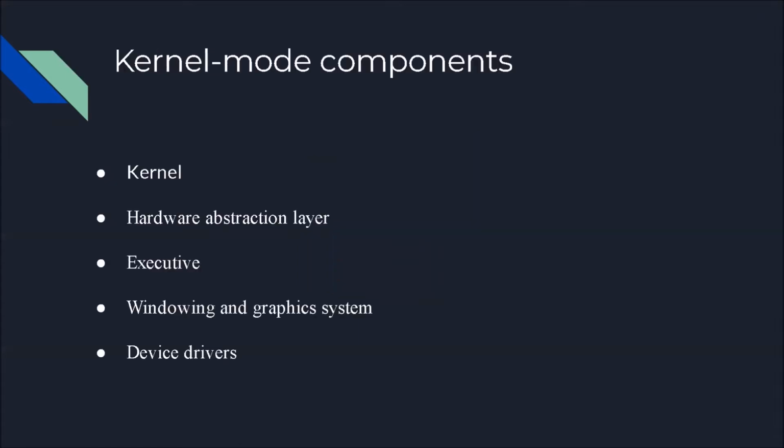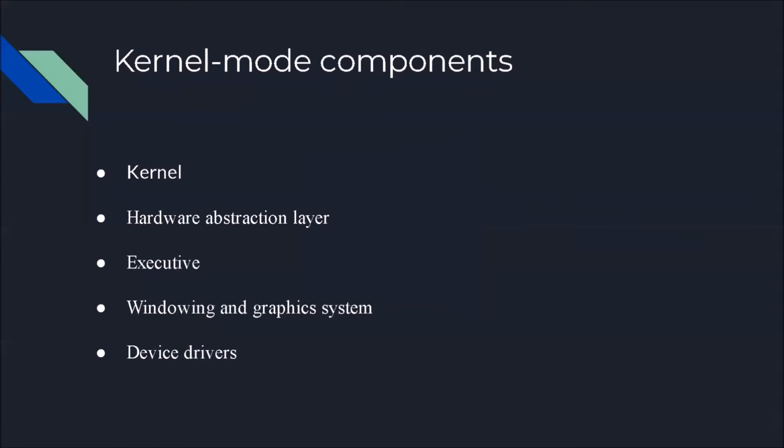Next. The kernel mode has the following components. First, the kernel. It commands the execution of the processors. The kernel manages process switching, thread scheduling, multiprocessor synchronization, and interrupt handling. Then we have the hardware abstraction layer. It isolates the operating system from platform-specific hardware differences by mapping between generic hardware commands and responses, and those unique to a specific platform.